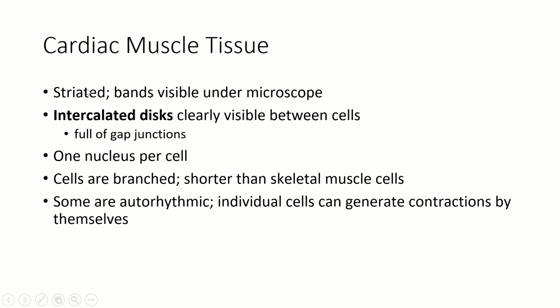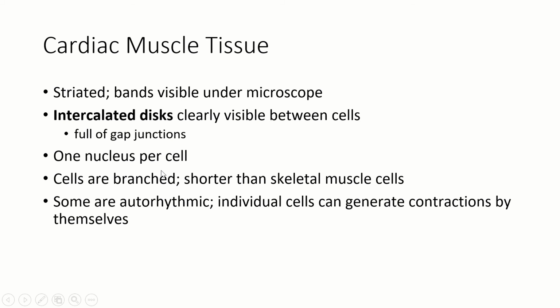Cardiac muscle tissue is also striated, and I'll show you that in a minute. And it has dark bands at the ends of the cells that are called intercalated discs. And these intercalated discs are full of gap junctions. Remember, we talked about those when we did cells, and we talked about intercellular junctions. Gap junctions are the ones that make a channel between the cytoplasms of two neighboring cells. The intercalated discs between cardiac muscle cells are full of gap junctions.